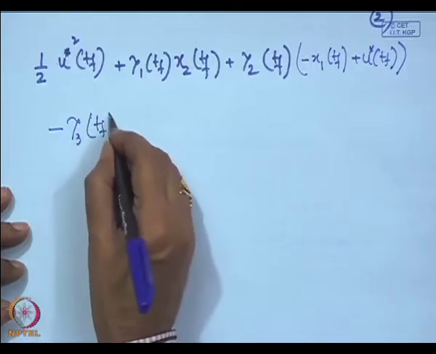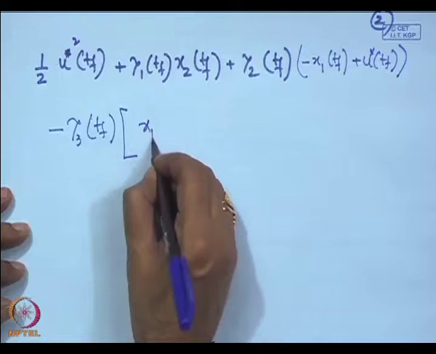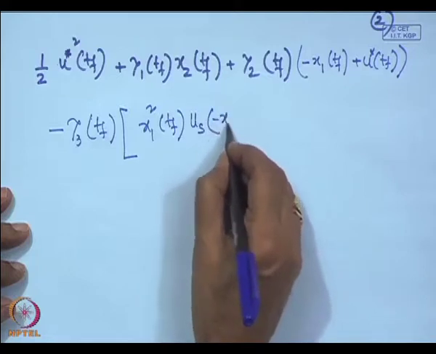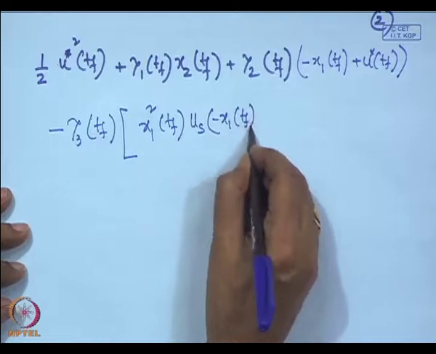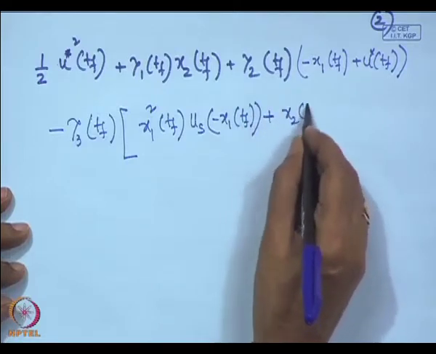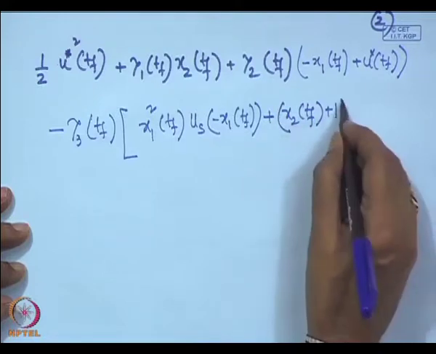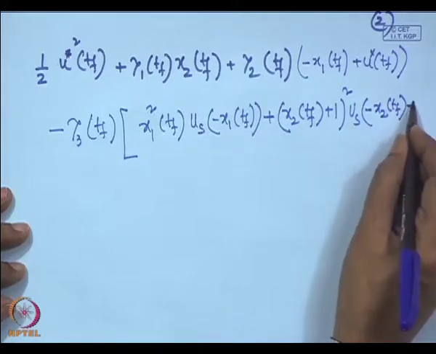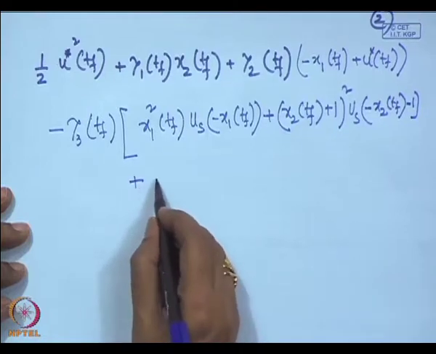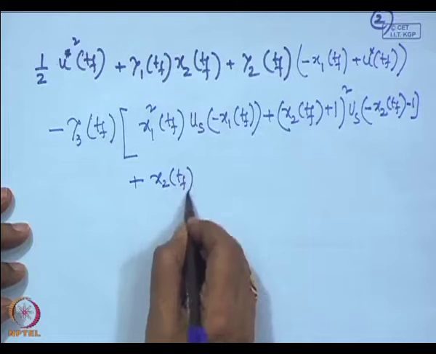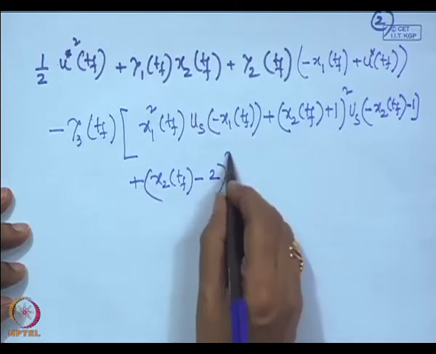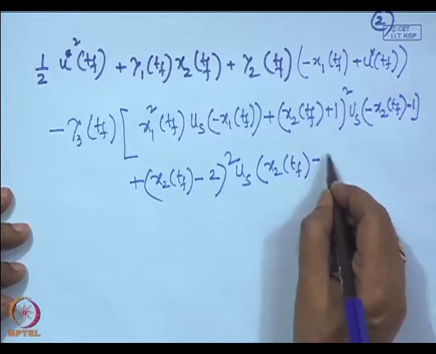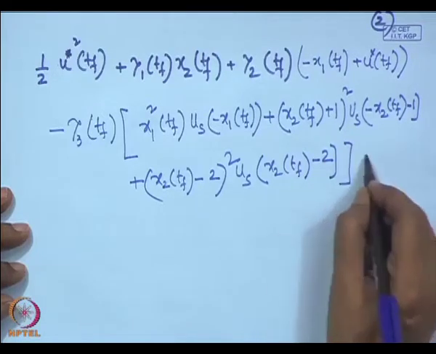So, this is T f delta T is equal to x 1 square T f u s, the unit step function x 1 T f, plus x 2 T f plus 1 whole square u s minus x 2 T f minus 1, this plus x 2 T f minus 2 whole square u s x 2 T f minus 2, this is equal to 0.